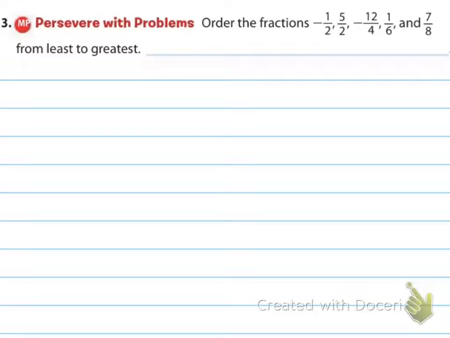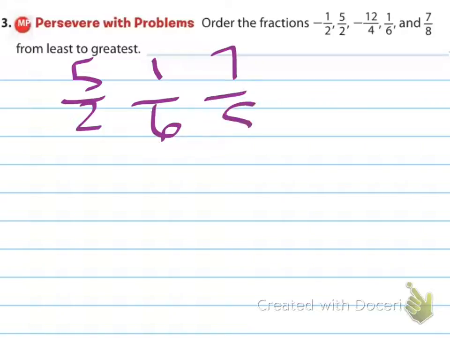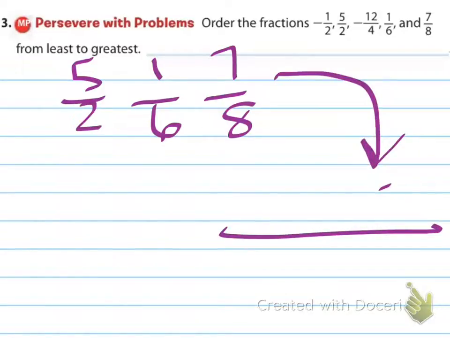All right, so the first thing you can do is put together negatives and positives. So I've got 5/2 as my positive, 1/6 is a positive, and 7/8 are my positives. So these are my positives that are going to go on the right side. Okay, I just have to put them in order. And then I've got my negatives, negative 1/2, negative 12/4, and they're going to go over here because it's the least, right? The lowest number.